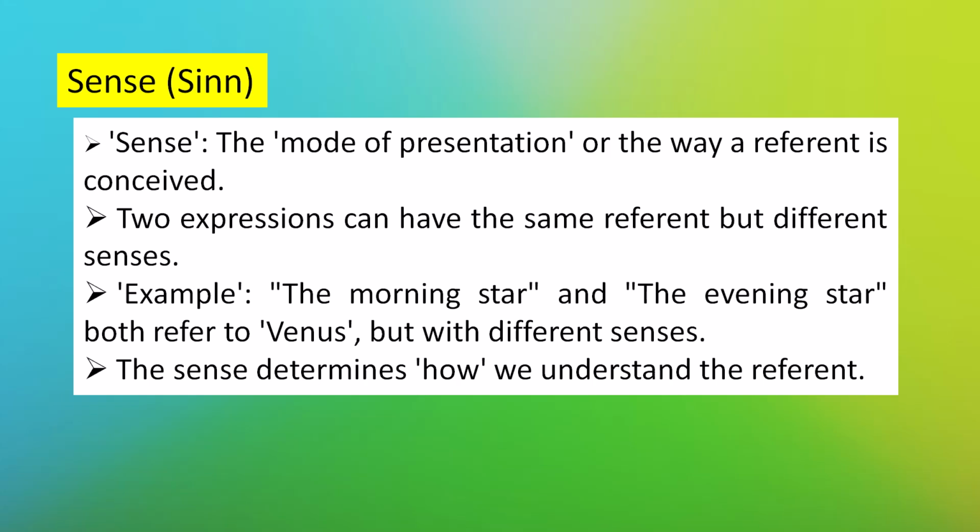Even though the morning star and evening star refer to the same object, that is Venus, they have different senses because they present Venus in two different ways: one as a celestial body seen in the morning and the other as one seen in the evening. I believe that the sense of an expression plays a crucial role in determining its reference, and understanding the sense is essential to grasping the meaning of a statement.